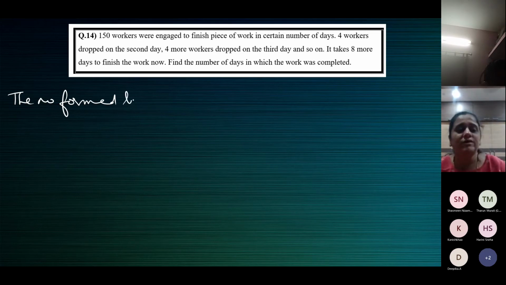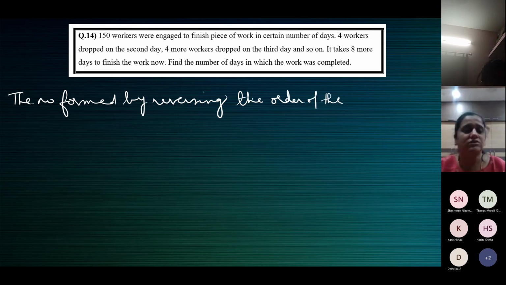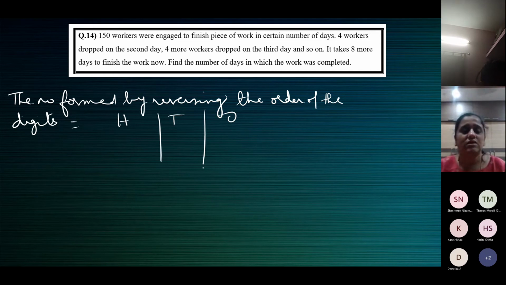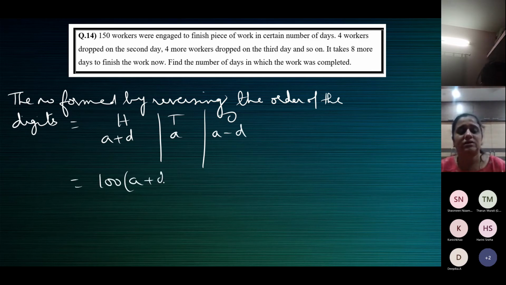The number formed by reversing the order of the digits. How will it be? Hundreds, tens, ones. A plus D goes here, A minus D here. So it will be 100 into A plus D plus 10 into A plus 1 into A minus D.